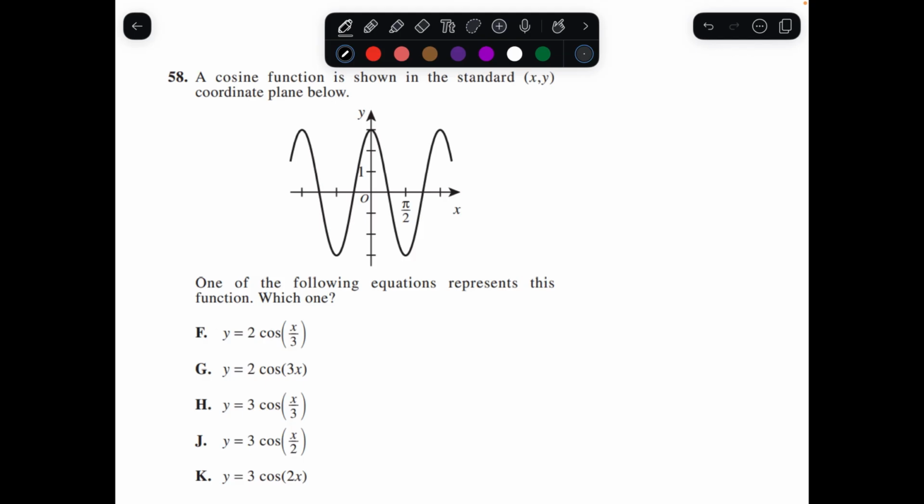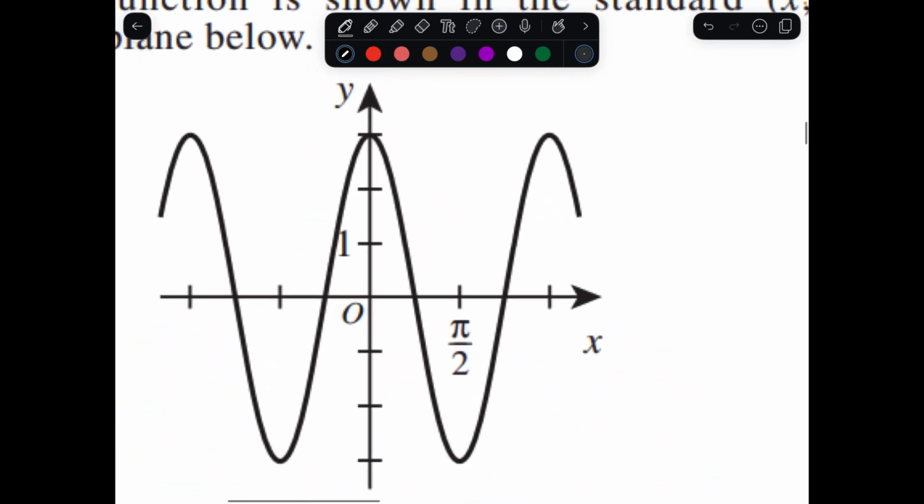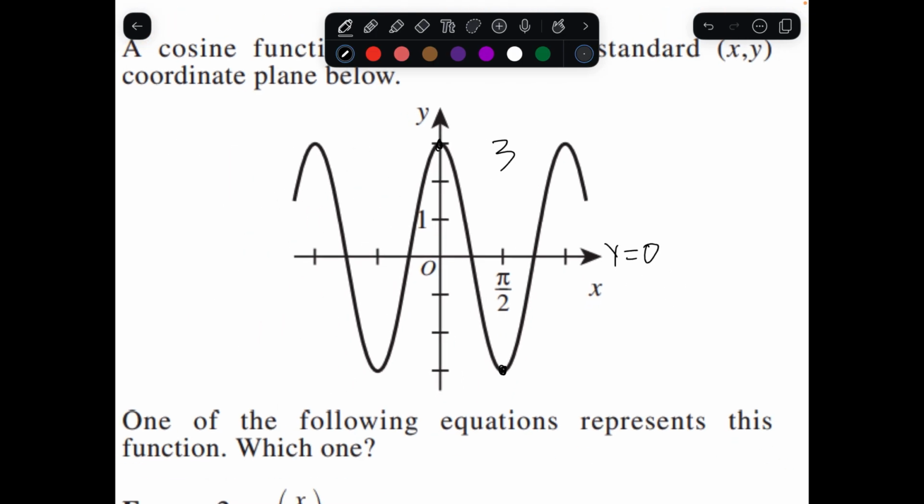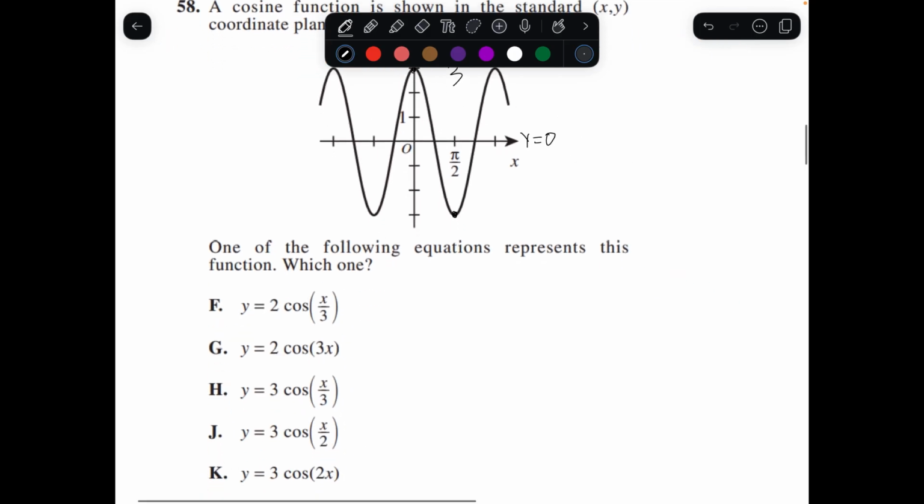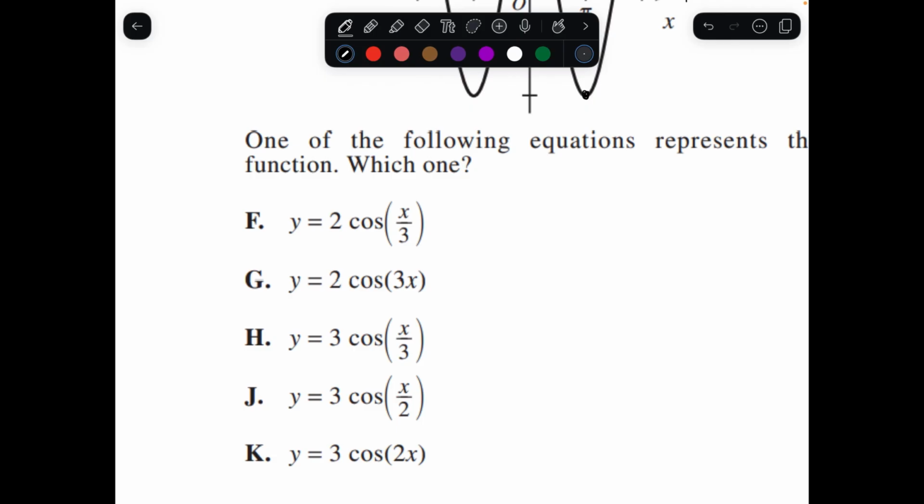So let's solve this. So to find the amplitude from a graph, it's the distance from the midline, which is y equals 0, to one of your peaks. So any of these. So the distance from the midline, y equals 0, to your peak is 3. So that means your amplitude is 3. And in the equation, the amplitude is just the number in front of your trig function. So in this case, the number in front of cos. So it's not F or G.